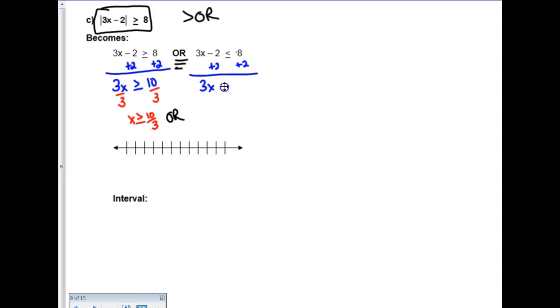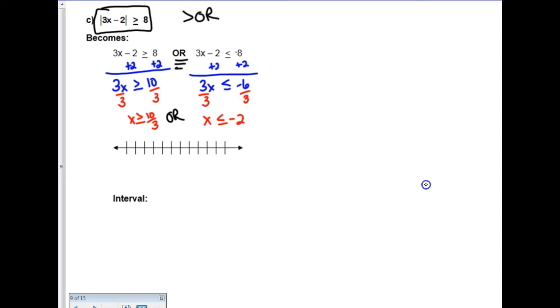So now I have 3x is, remember we already flipped this sign for the original problem, less than or equal to -6. Divide by 3, divide by 3. So I get x is less than or equal to -2.